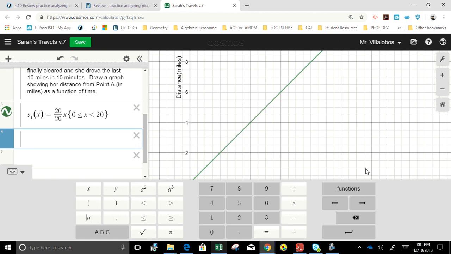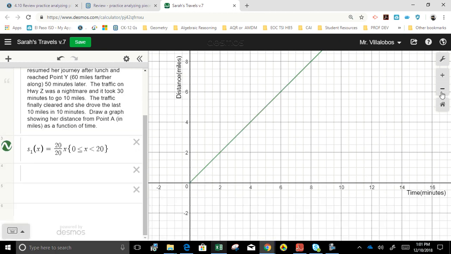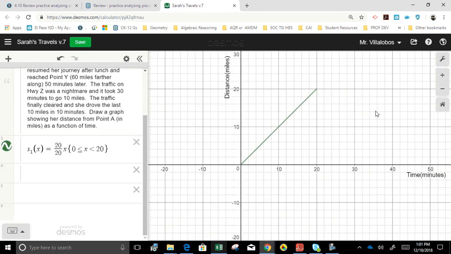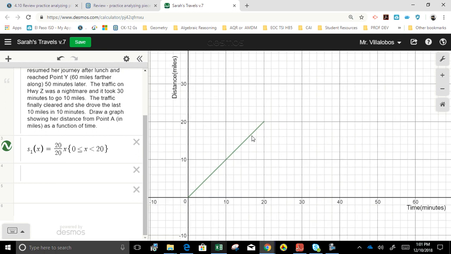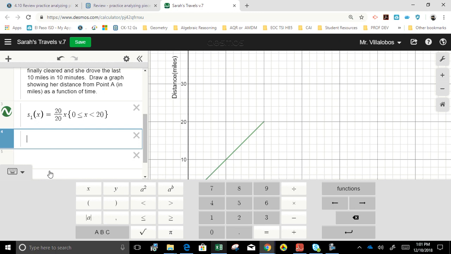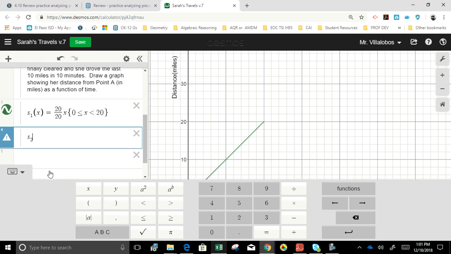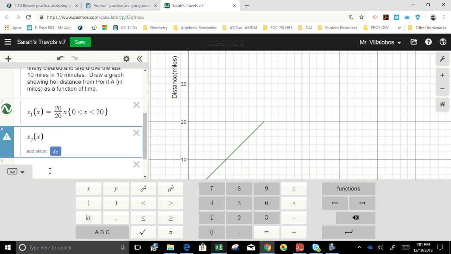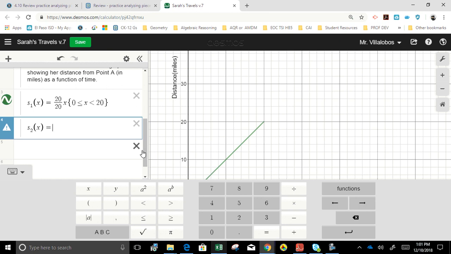Enter. And click here and zoom out and scoot it over. So you can see that for the first 20 minutes, she drove 20. In 20 minutes, she went 20 miles. The reason I didn't put equals here is because I decided to put the equals on the left. This is what you do in piecewise functions. S2 of X equals. I have to read the next part.